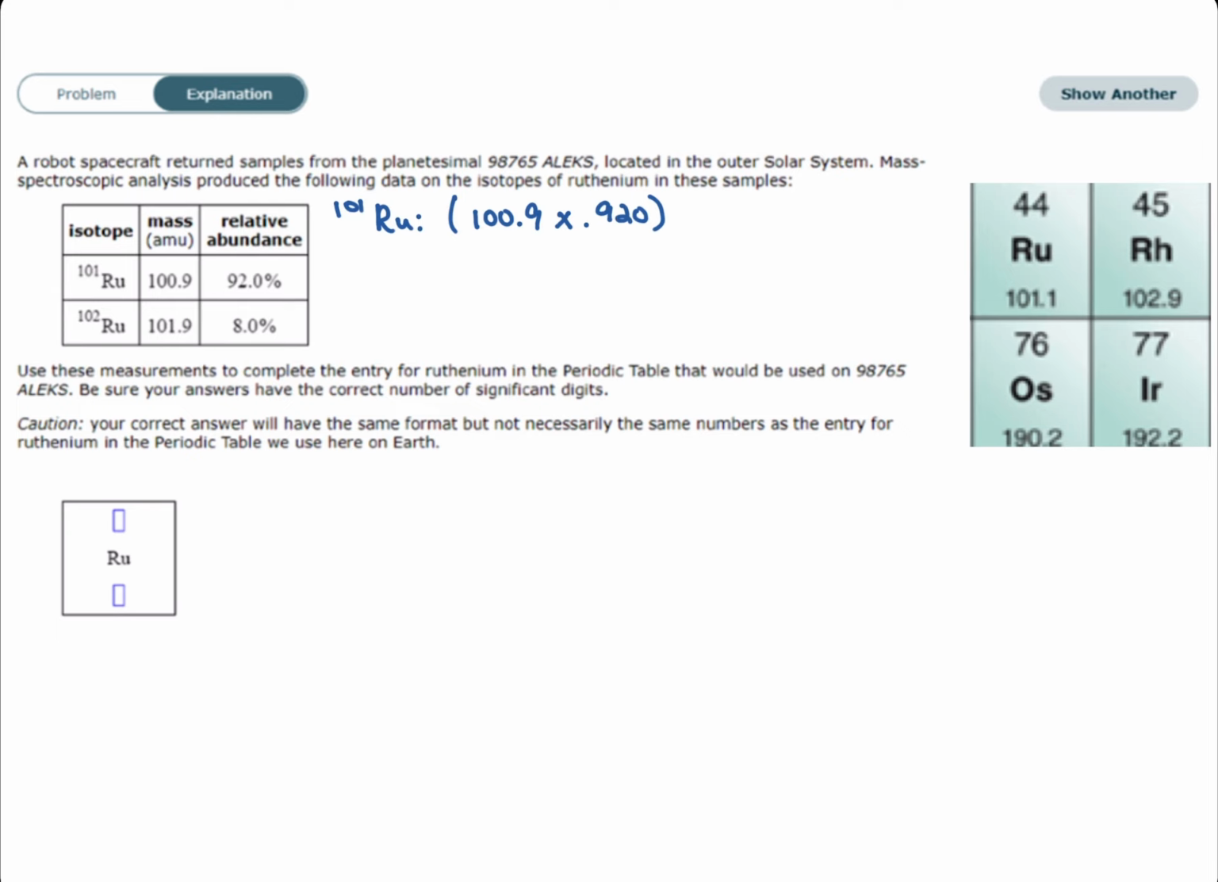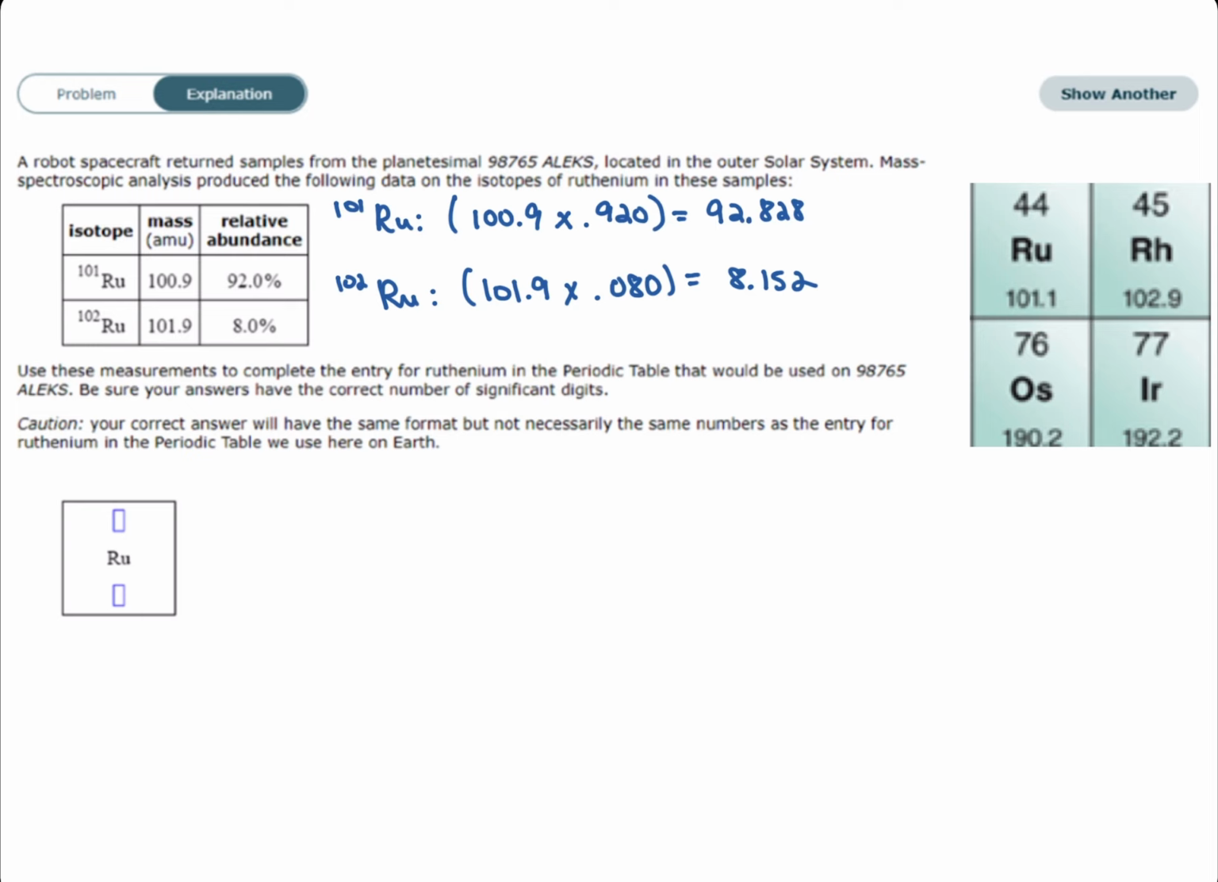So 92.0 has 3 significant figures. I'm going to convert that to a decimal, 0.920. I'm going to do the same thing with my second isotope. 8.0 is just really 0.080. I'm going to put this in the calculator. And I want to keep a note of my significant figures.